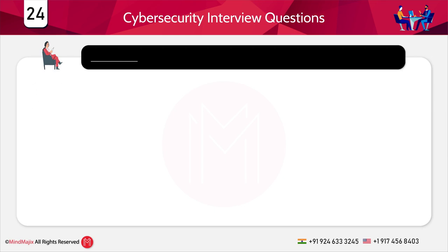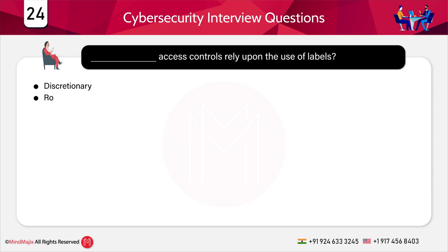Next question: dash access control relies upon the use of labels. A, discretionary; B, role-based; C, mandatory; D, non-discretionary. In this case, the answer is C, mandatory access control, because it is responsible for creating labels, and the particular label decides what access level the particular user has.